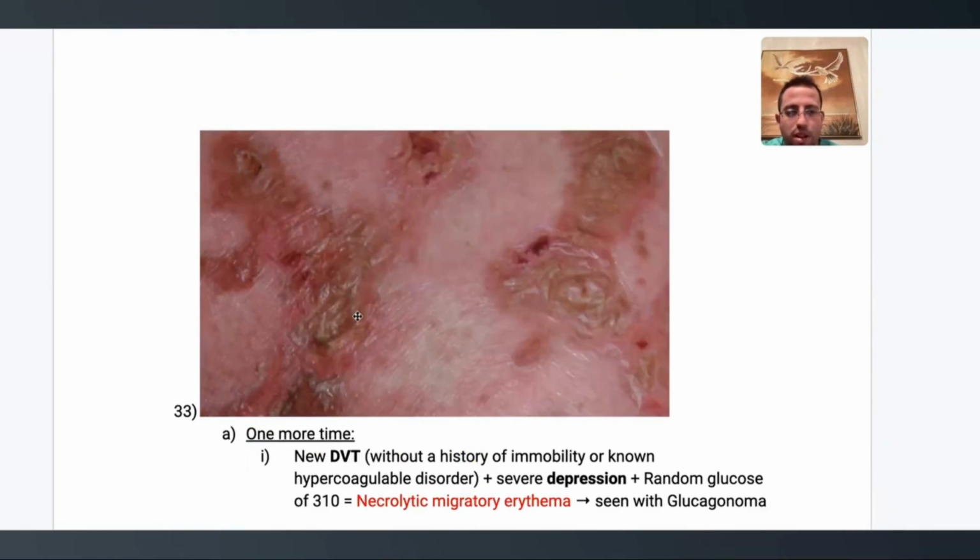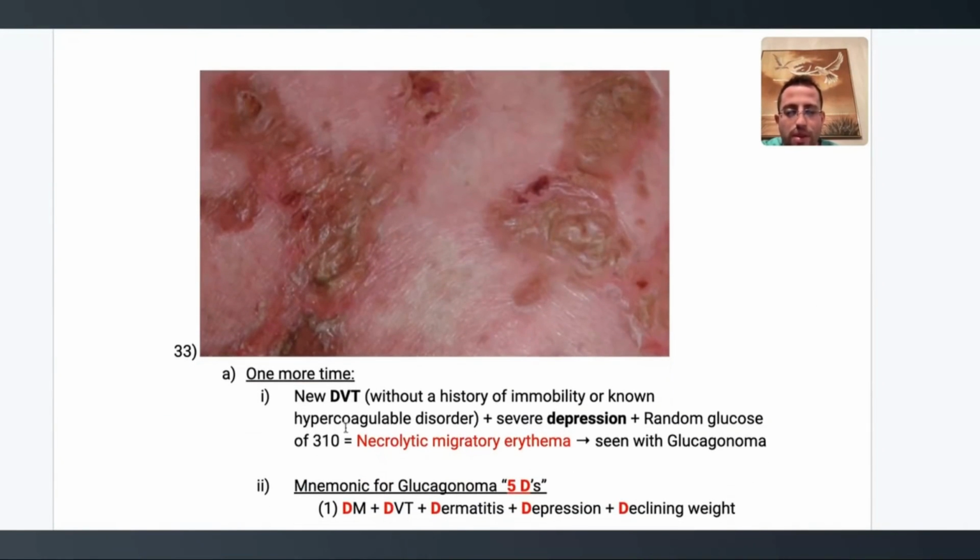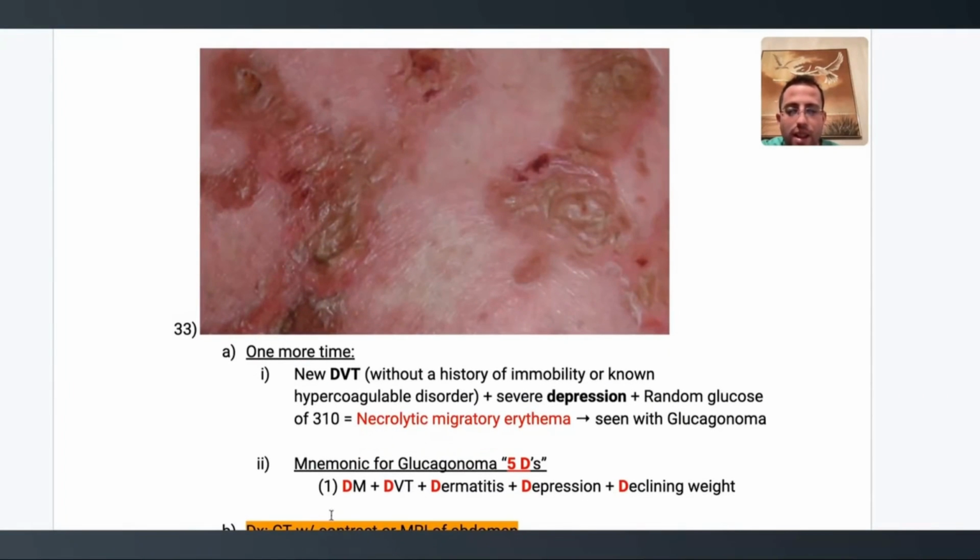All right, again, I wanted to throw this back at you guys because this rash, this necrolytic migratory erythema, can present a bunch of different ways. These patients will usually have the 5 Ds. So they have diabetes, DVTs, dermatitis, depression, and declining weight. And so if they have no history of immobility, no known hypercoagulable disorder, and they have this rash, you should really be thinking necrolytic migratory erythema that is seen with a glucagonoma.